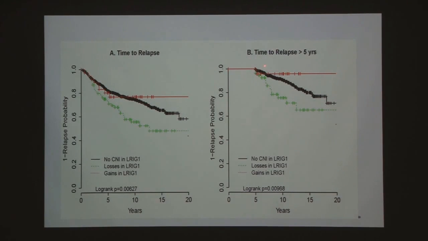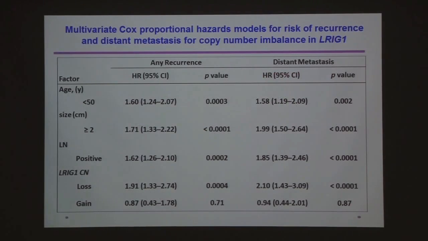If you look at this right here, you can see that we started at the 5-year point, and if they had a gain, the survival was almost perfect. If they had the loss, there was a significant difference; these curves are statistically significantly different. We also then conducted a Cox proportional hazards model to determine the risk for recurrence and distant metastasis for a copy number imbalance in LRIG1.